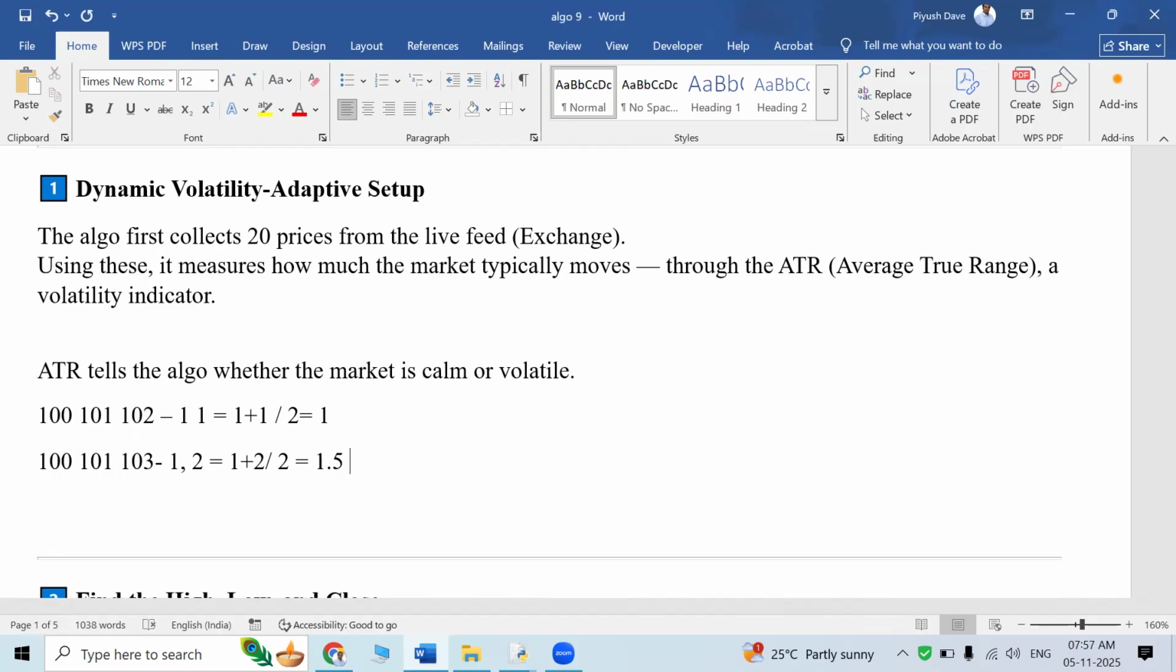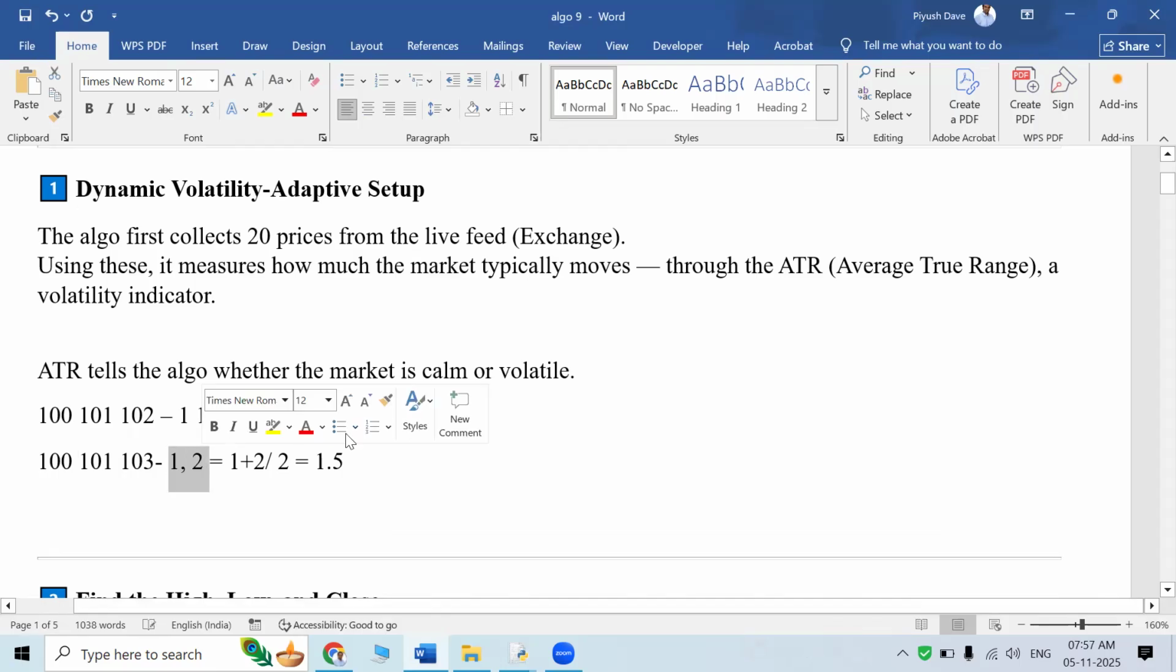Now this collects the 20 prices, each of the gaps will be calculated, and the ATR will be calculated. Once the ATR is calculated, we can find out whether the market is calm or volatile. If the gap is too much, we consider the market volatile. And if the gap is very small, the market is calm.